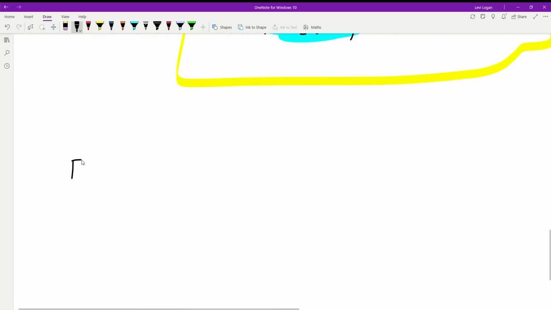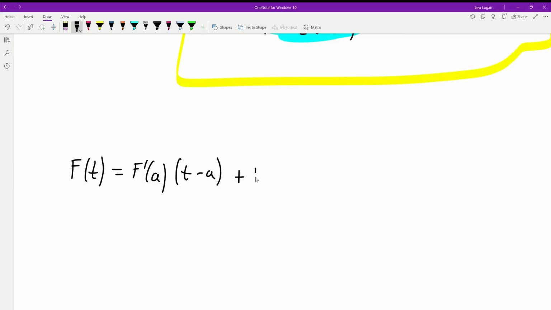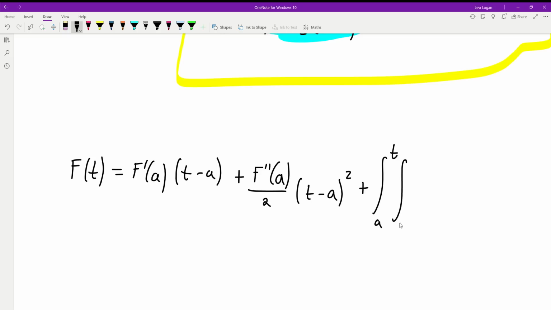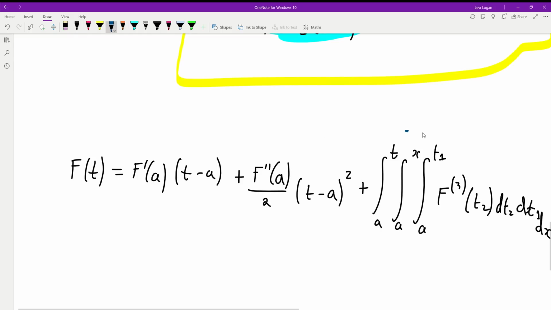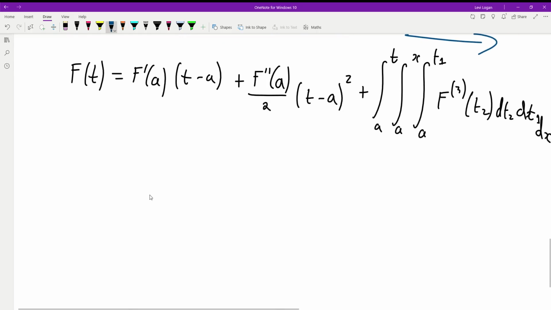So we get f of t equals f dash of a times t minus a plus f double dash of a on 2 times t minus a squared plus this triple integral here. Okay, so a to t, a to x, and then a to t1, the third derivative in here of t2, dt2, dt1, and then dx. Okay, now if you keep doing this pattern, we're going to get a following pattern like this.